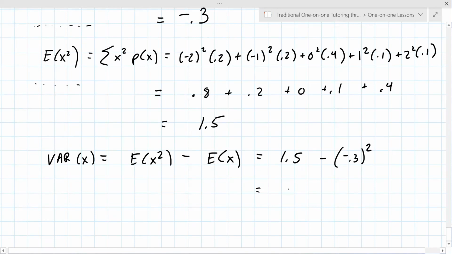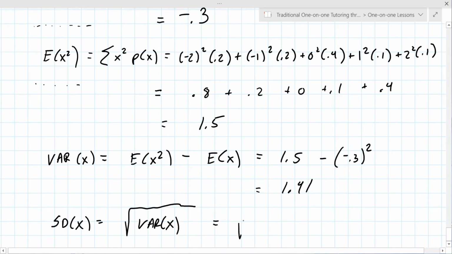So that's like 1.41, I think. Let me check that. Okay. And then the standard deviation of x is the square root of the variance of x, which is the square root of 1.41. Gotcha. So it's just the same thing as we did.